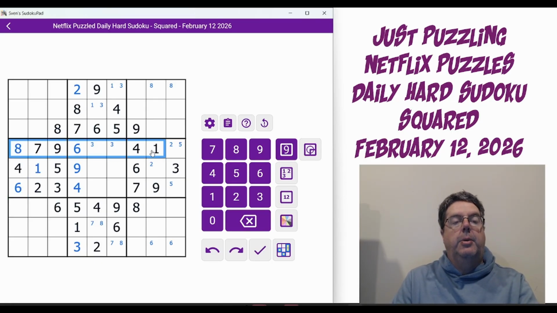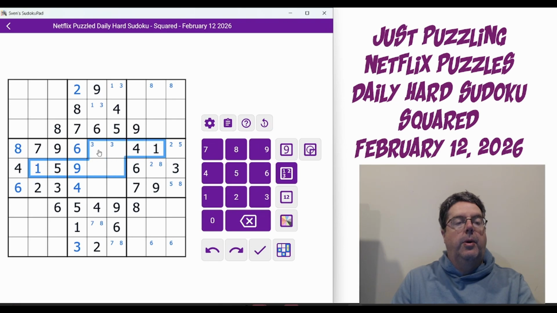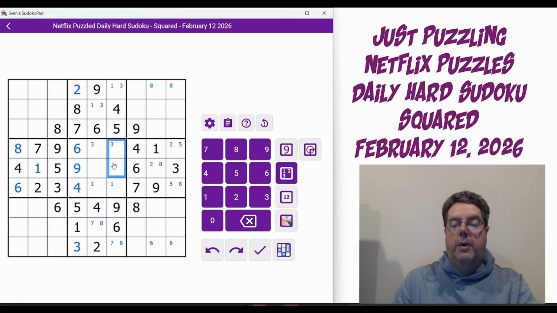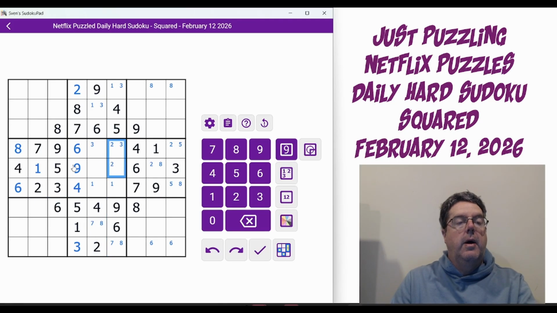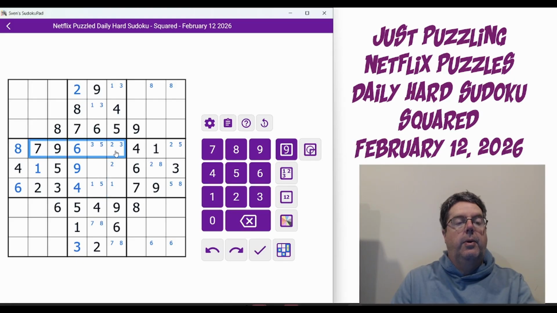Okay, so 8 comes across here, so 8 is going to be one of these two. 1 comes across here, 1 comes across here, so 1 is one of these two. 2 can't be here, and 2 can't be here, so 2 is one of these two. 3's done, 4's done, 5. 5 comes across here and down here, so 5 is one of these two. 6, 7, 7 comes across here and across here, so 7 is going to be one of these two. 8 can be here, so 8 can be all 4. Alright, and then 9.